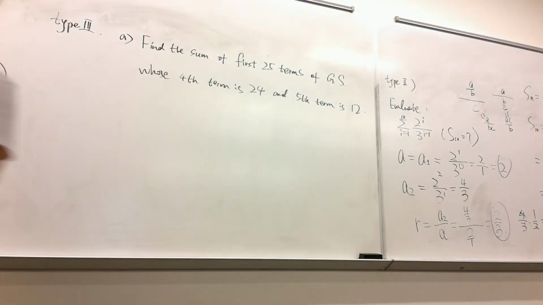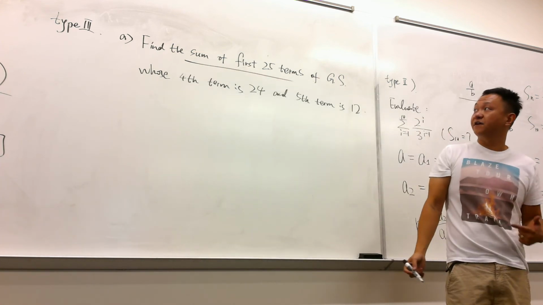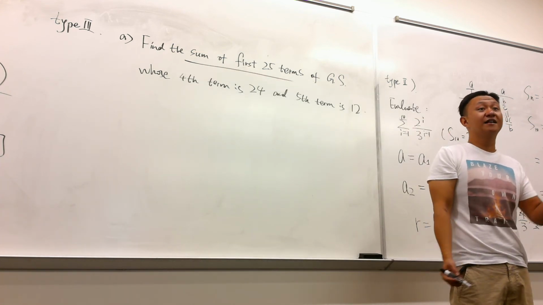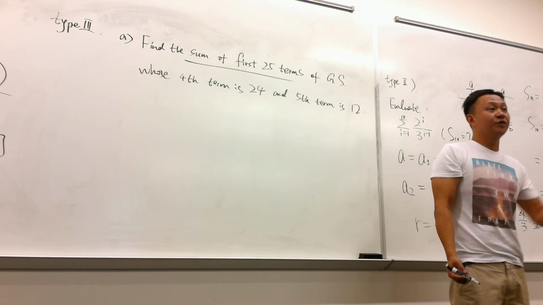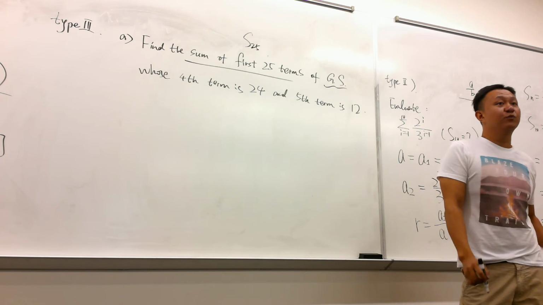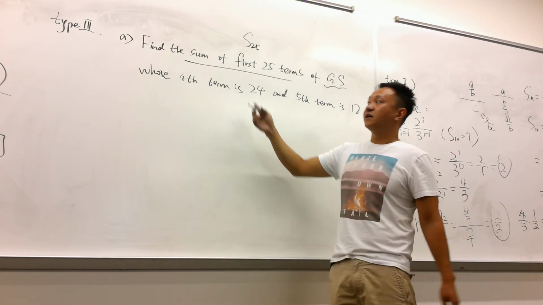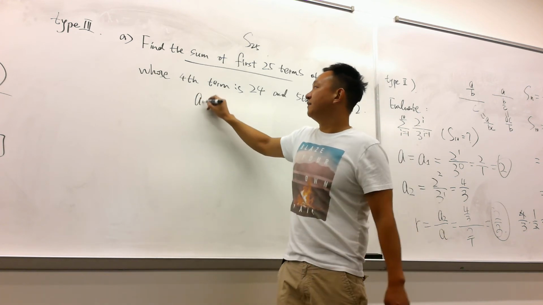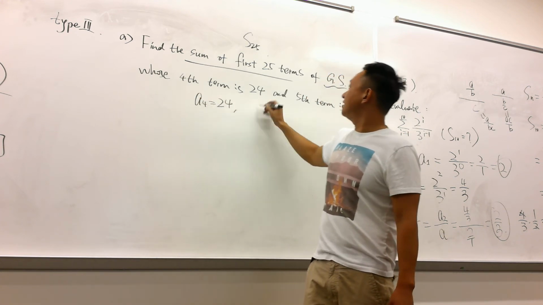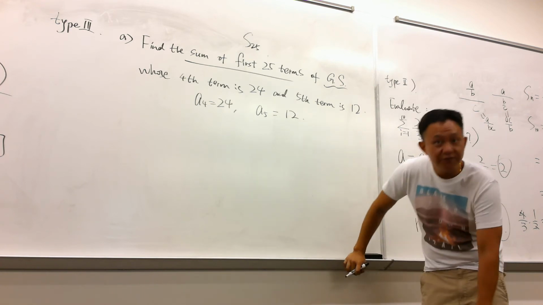Okay, alright guys, what are you going to do in this question? To find the sum of the first 25 terms. First, what does this mean? The sum of the first 25 terms. What's that? That's S sub what? S sub 25, exactly. And then we have a geometric sequence, but we don't know the full information of the geometric sequence. We only know what? The first term, which is 24, and then we know the fifth term, which is 12.